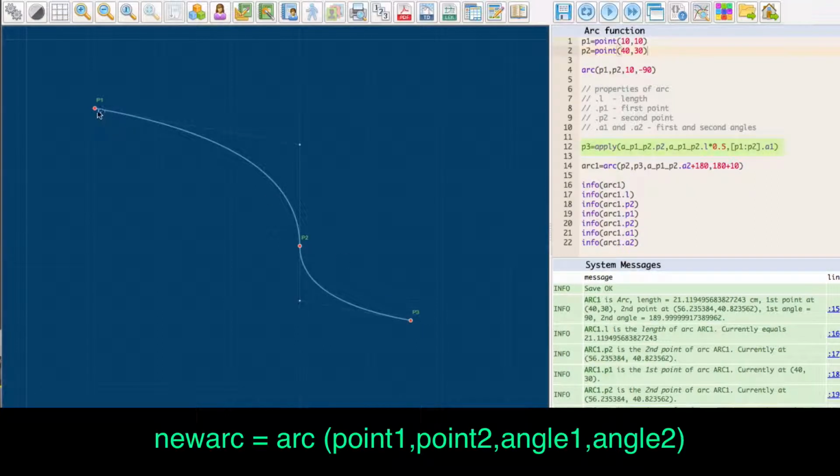When placing the point P3, I referred to the second point of our arc as the reference point. I also referred to the length of the arc and divided it in two. This distance equals 1/2 of the arc's length. I refer to the angle of an imaginary line from P1 to P2 in order to place point P3 in the same direction.